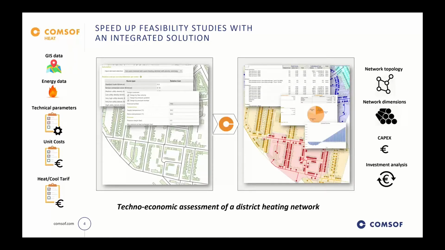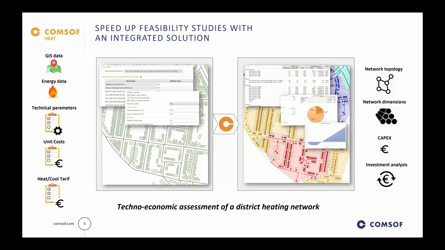So what does the tool do? It will generate a network topology. The topology generation is automatic, based on optimized algorithms to interconnect the sources with the buildings in the area. The pipes will get the right dimensions. The network deployment cost will be calculated. And as I said, there will be an investment analysis of your project. So that's in a nutshell what the software is doing.